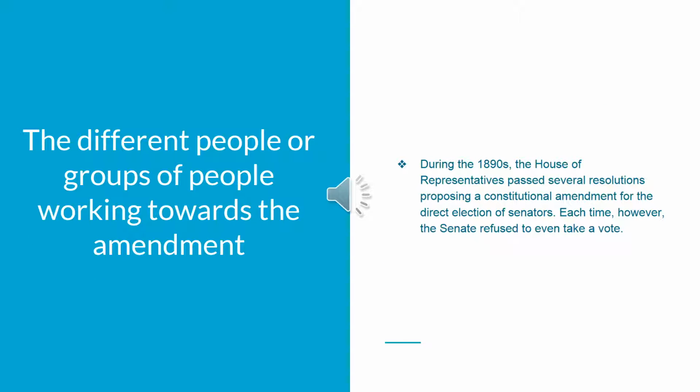The group of people that worked towards the 17th Amendment: during the 1890s, the House of Representatives passed several resolutions proposing a constitutional amendment for the direct election of senators. However, the Senate refused to even take a vote.